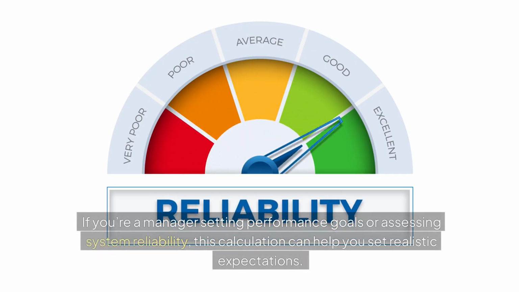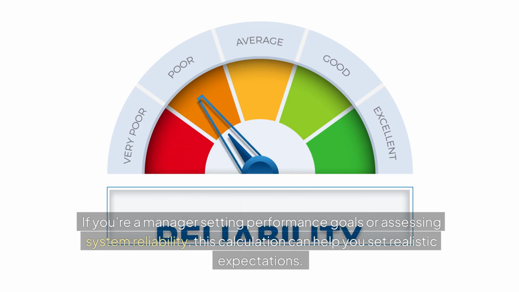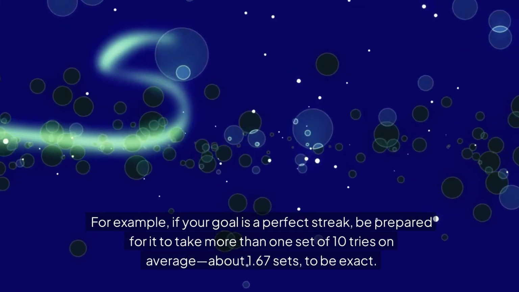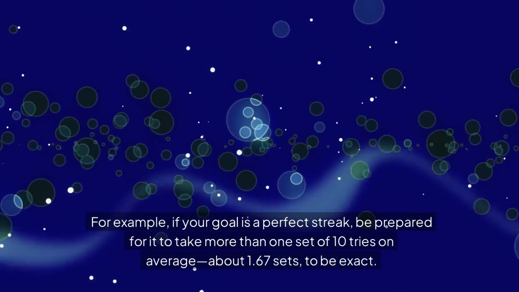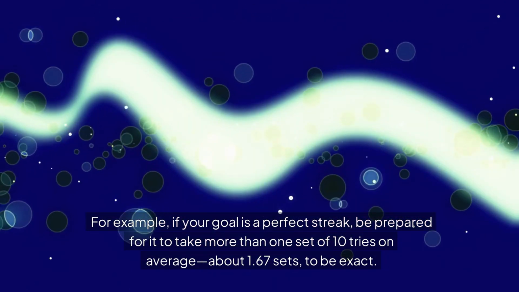If you're a manager setting performance goals or assessing system reliability, this calculation can help you set realistic expectations. For example, if your goal is a perfect streak, be prepared for it to take more than one set of 10 tries on average, about 1.67 sets to be exact.